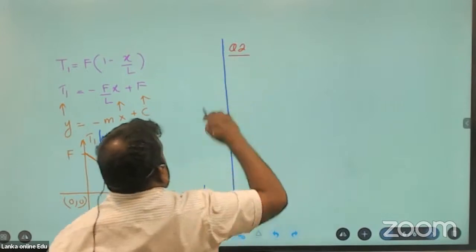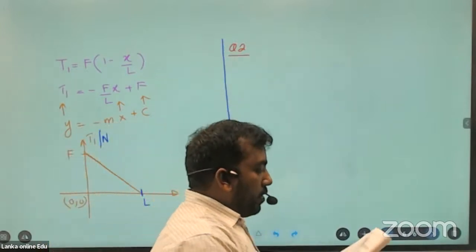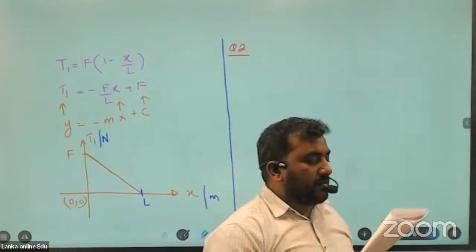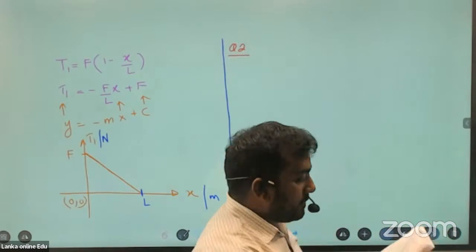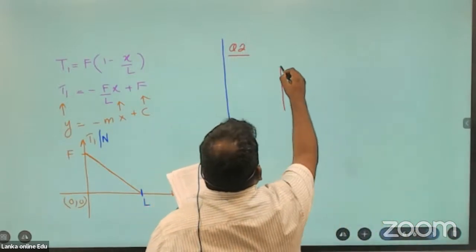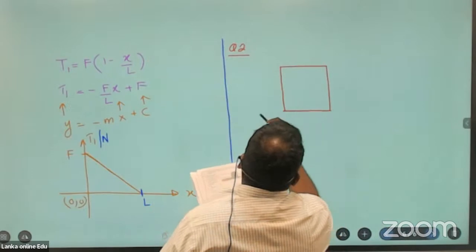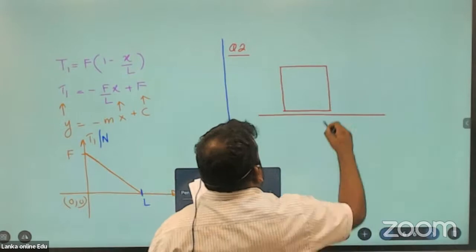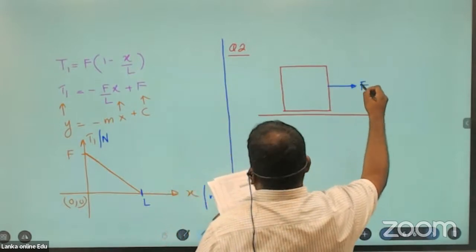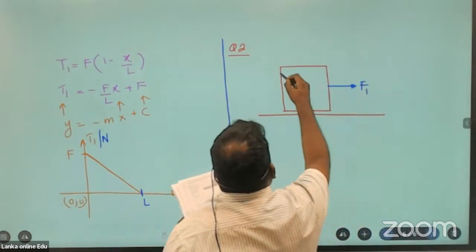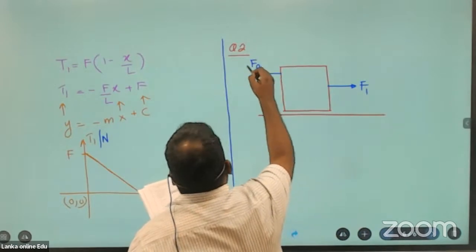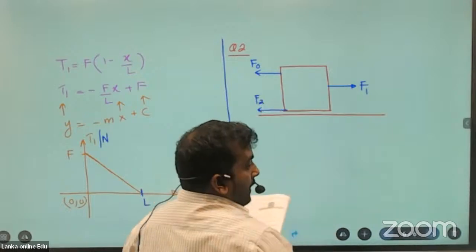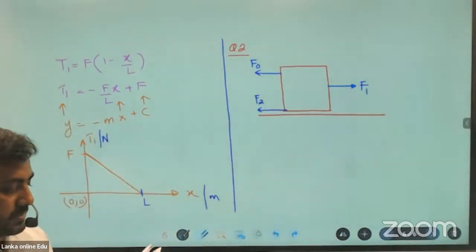Here you go. Question number 2. The figure shows 3 forces acting on a box of mass 0.75 kilogram. The box is there. Here, an external force is applied. Air resistance is there. Frictional force is there.